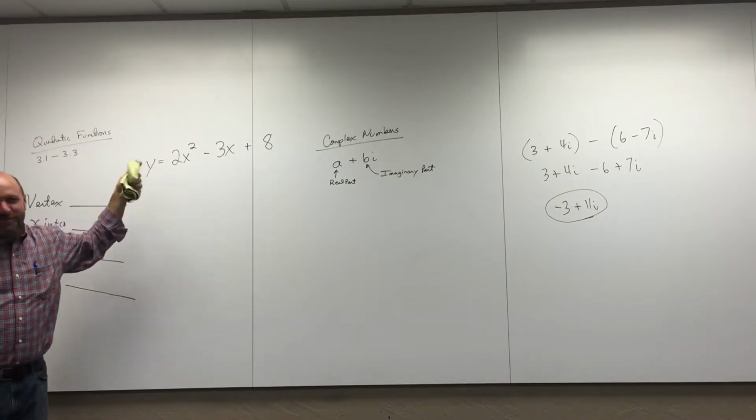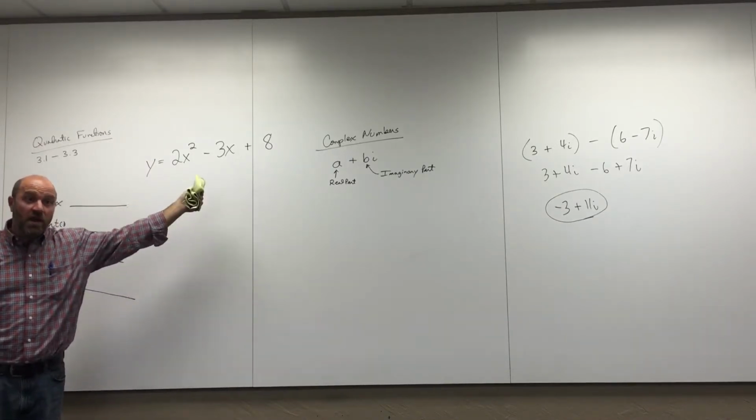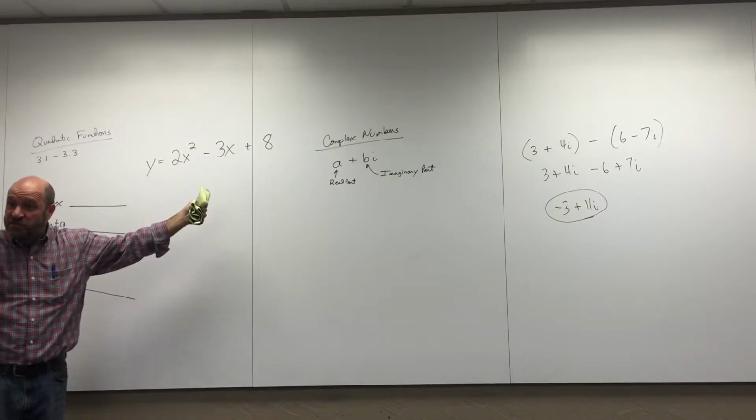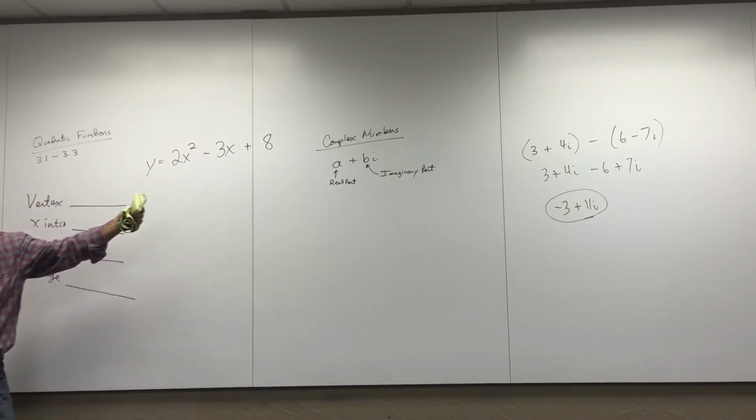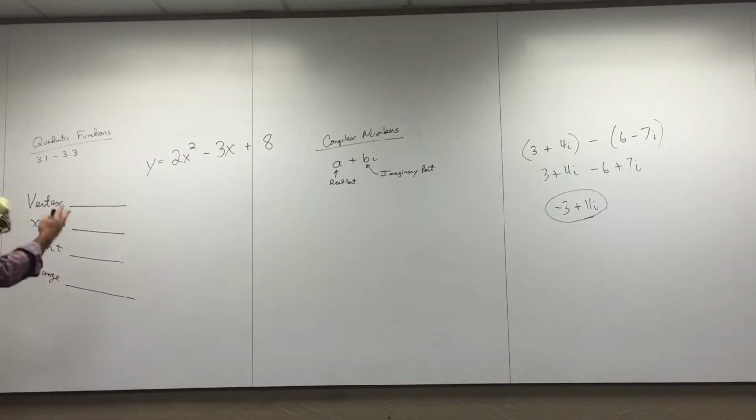The domain for all parabolas is all real numbers. You can plug anything into it. But the range is interesting because it gets restricted. The range gets changed depending on where that vertex is and depending whether it opens up or down. Let's get to work on this.